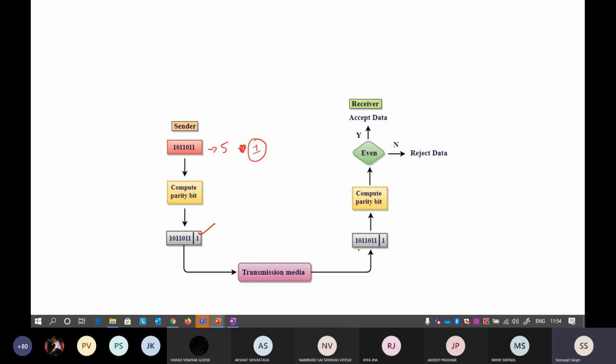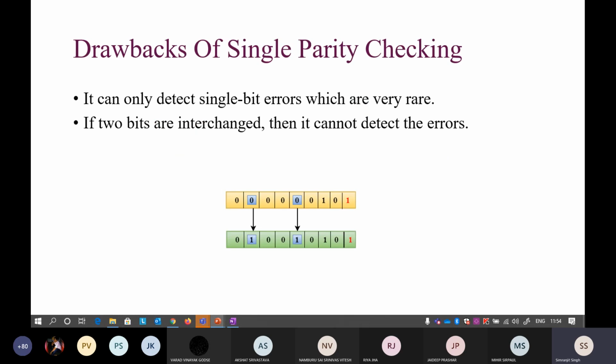At the receiver side, it will only check that the number of ones should be even. So compute the parity; if the number of ones is even, accept the data. If it is not even, you can reject the data. This is the simplest method to implement, but there are drawbacks to this method as well.